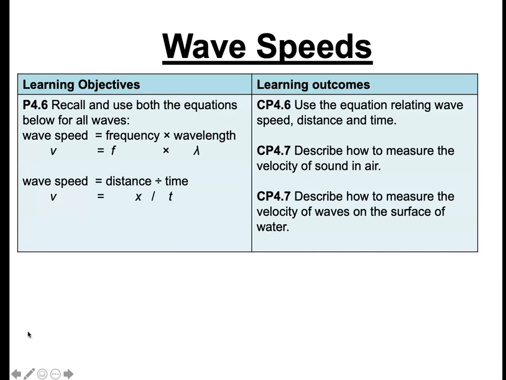There are two main equations. One is wave speed is frequency times wavelength, and let me just highlight it for you. So wave speed is frequency times wavelength. And then the second formula you should have come across before, that is speed equals distance divided by time.